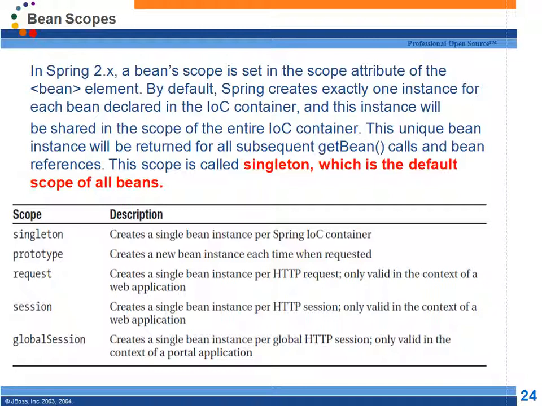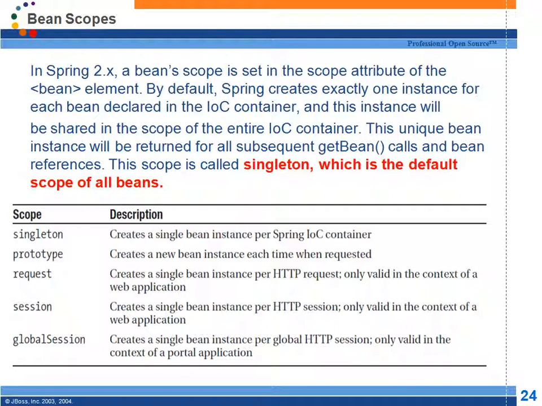Request scope is used only in web applications. One bean per request. Session is also used in web applications. One bean per session, right? This global session is only valid in portal applications. In portal applications only this global session has a meaning. So in portal applications, this is one instance per global session, right? These are the various scopes. Basically, by default, all the beans are treated as singletons.